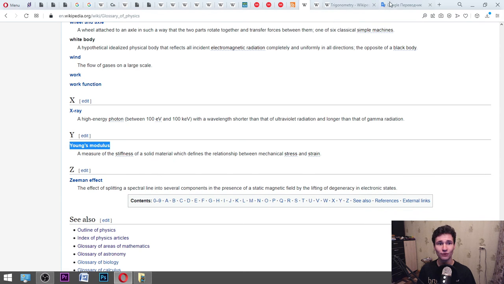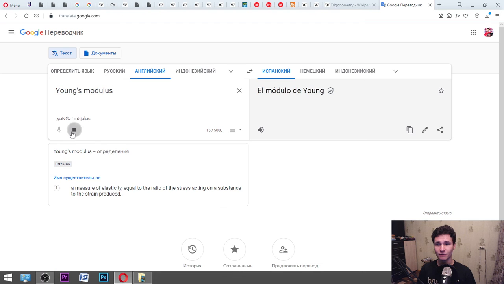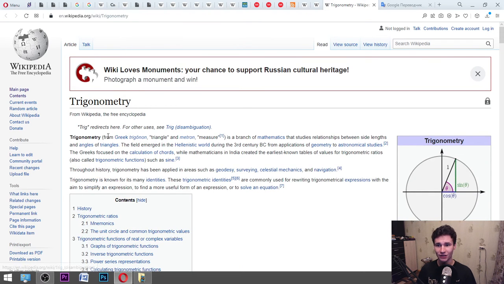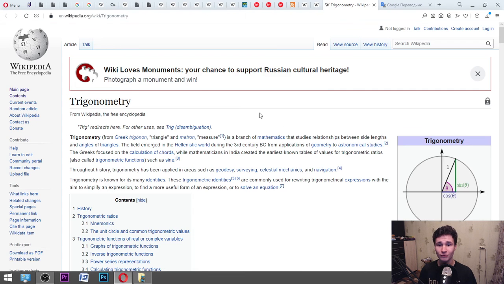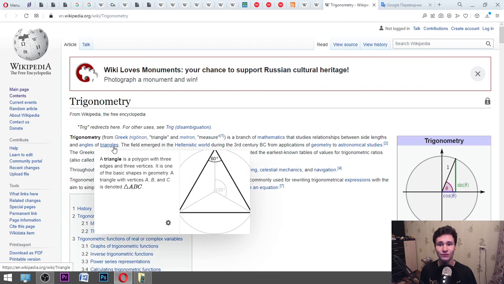Okay, and we will find out Young's modulus. And we have trigonometry. One moment. Trigonometry is a branch of mathematics that studies relationships between side lengths and angles of triangles.